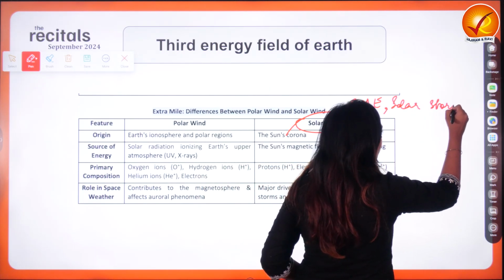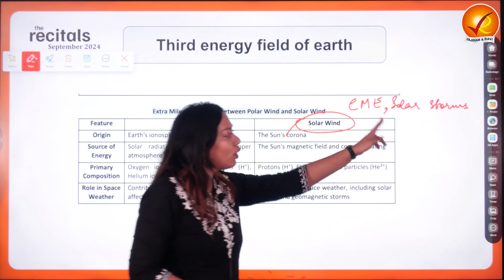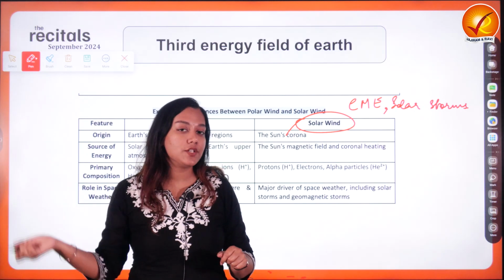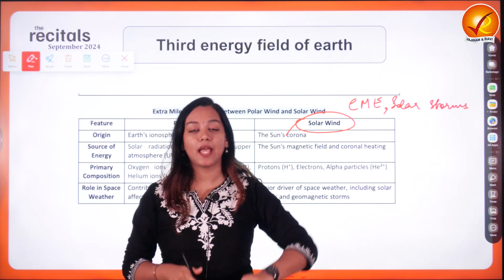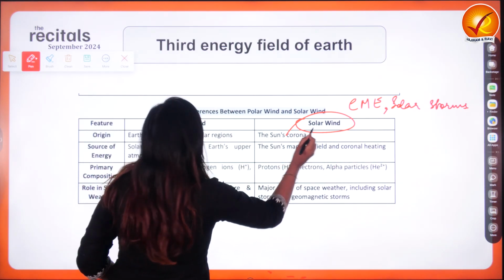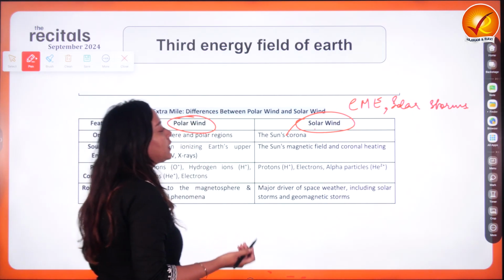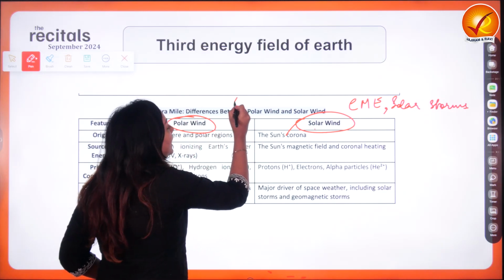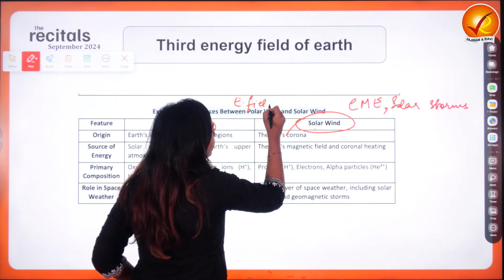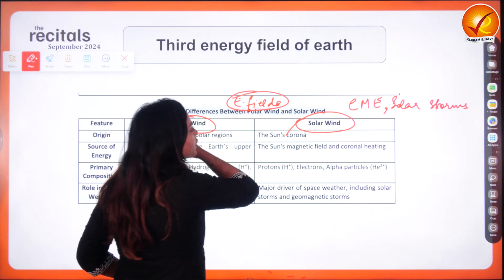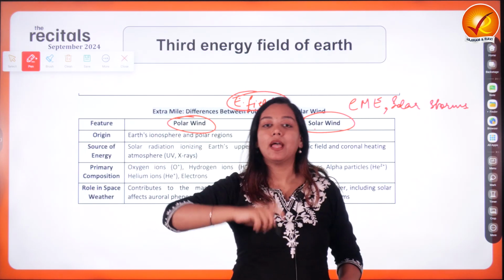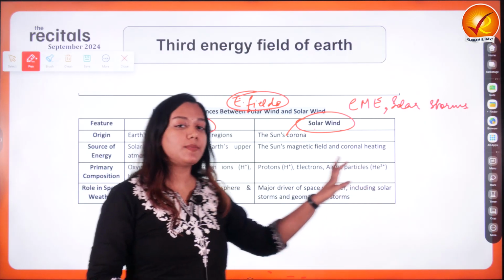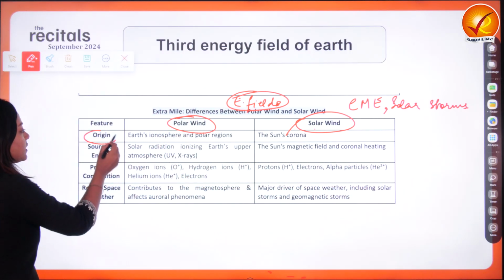Which of the following are actually driven by the electric fields of the sun? Both of them. And therefore, both the solar wind and the polar wind are not actually the climatic winds we are talking about. These are the electric fields, prominent electric fields which are moving at very, very high speed. But see, if I'm differentiating them or if you're asked to differentiate about it, just remember these key points. First of all, what is its origin?